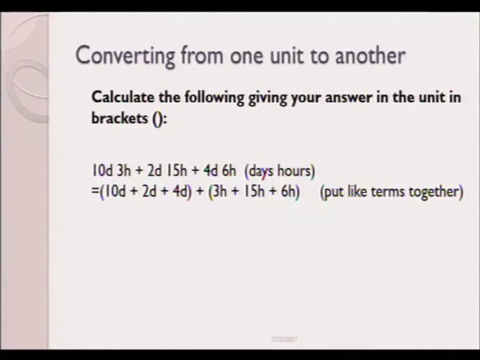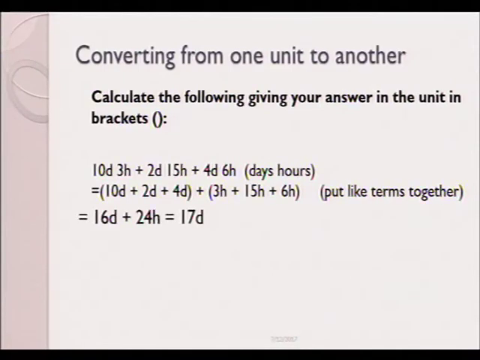Say, for example, this is the amount of time that a person spent working, and you need to pay this person. In February, he worked 10 days and 3 hours. In March, he worked 2 days and 15 hours. And the other time, he worked 4 days and 6 hours. Now you need to add these together. The very first thing you need to do is put like terms together. The days you put together, and the hours you put together. So you have 10 days, 2 days, and 4 days. Then you have 3 hours, 15 hours, and 6 hours. You put them together in brackets as shown here.